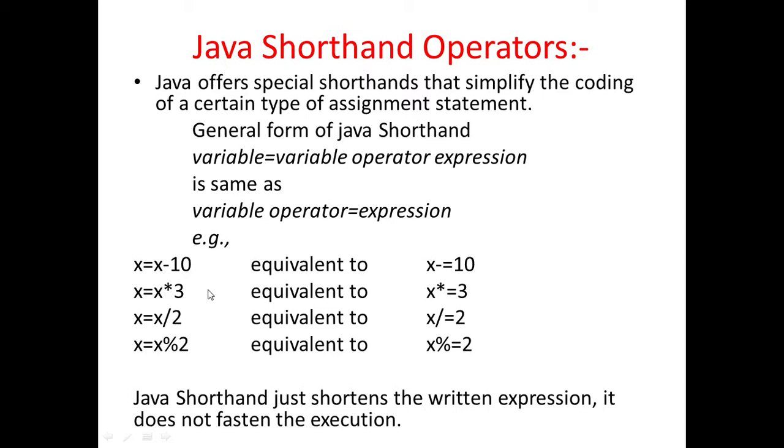Now what about execution speed? Both speeds are same. The time that will be taken by the Java compiler to compile this code will be the same time that will be used for this code. So Java shorthand just shortens the expression. It does not fasten the execution. The speed of the execution, compiling of the code, running of the code will be same. It is just letting you type less.